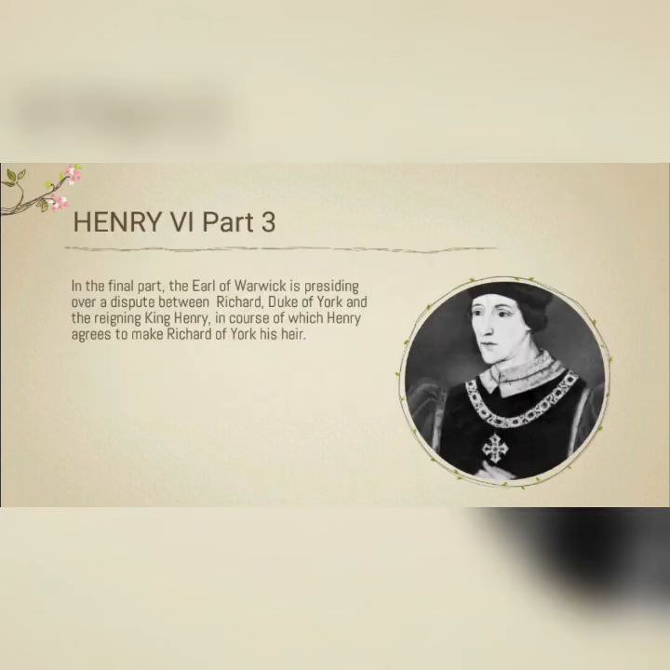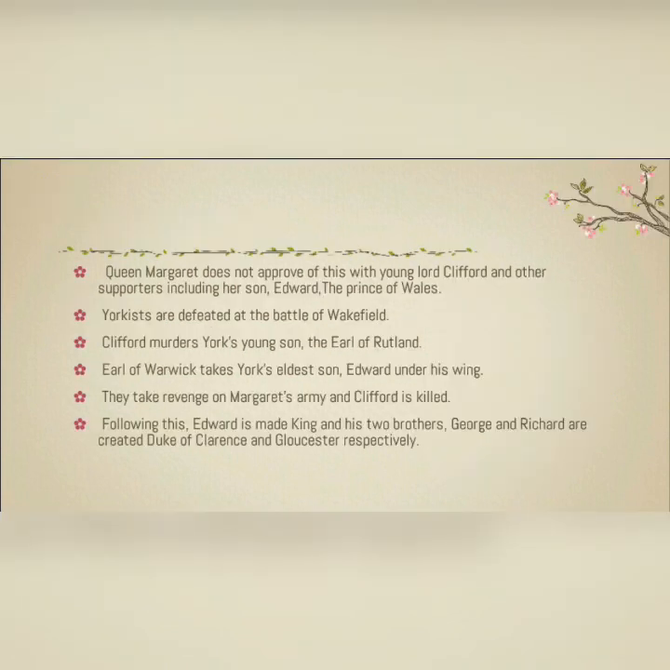In the final part, the Earl of Warwick is presiding over a dispute between Richard, Duke of York, and the resigning King Henry, in the course of which Henry agrees to make York his heir. Queen Margaret makes it clear that she will not agree to this and declares war on the Yorkists with the assistance of the young Lord Clifford and other supporters, including her son Edward, the Prince of Wales.